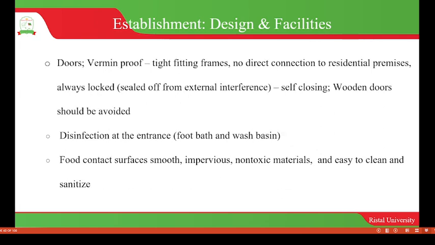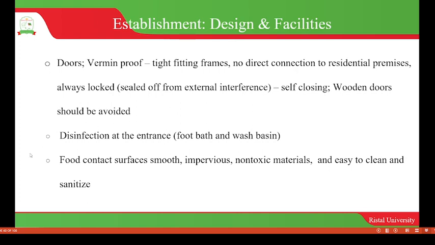The doors of the establishment should be vermin proof with tight fitting frames, should have no direct connection to the residential premises, and then should always be locked. This enables it to be sealed off from external interference, and then the doors should be self-closing. And take note that wooden doors should be avoided.